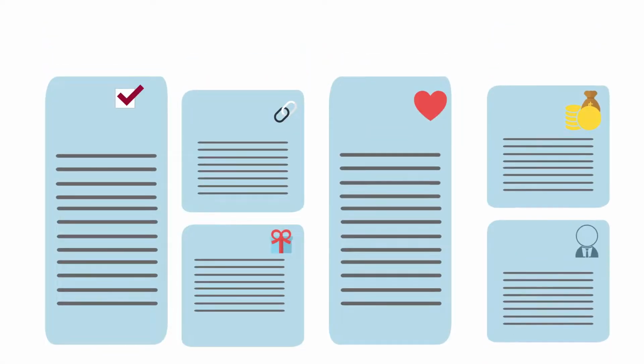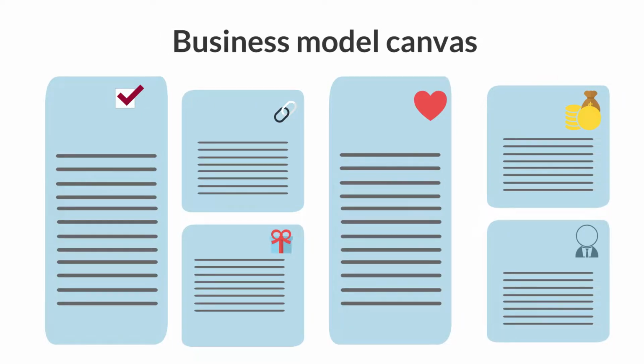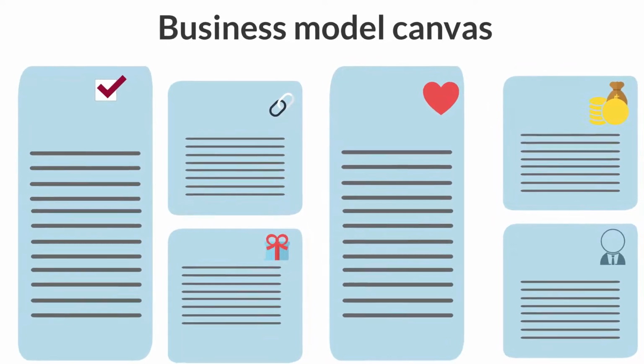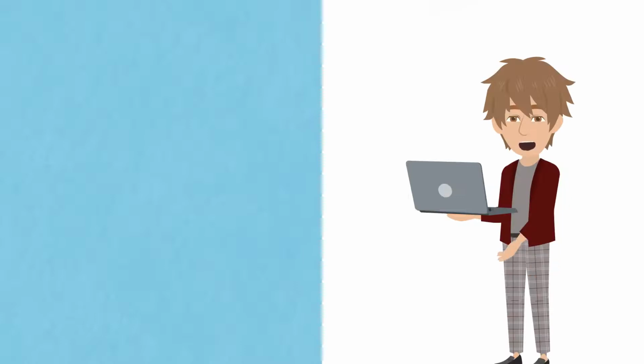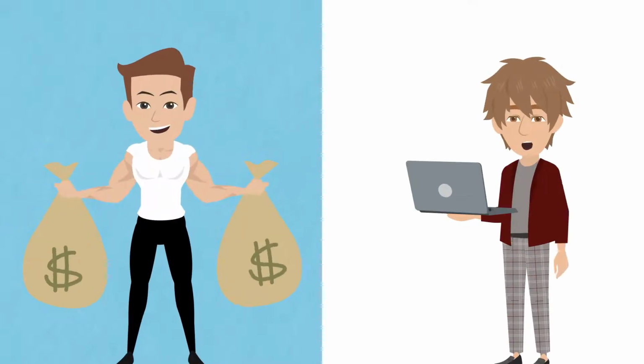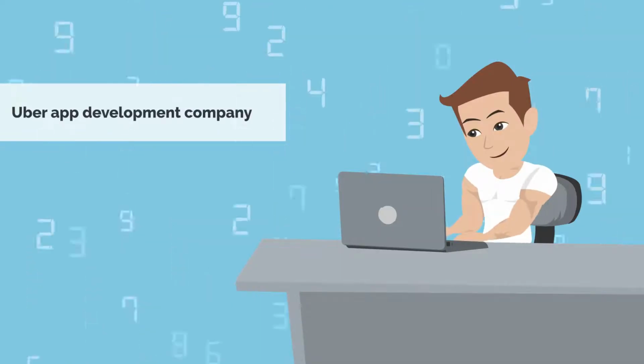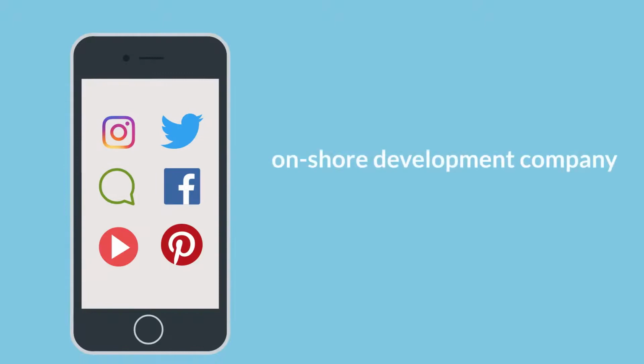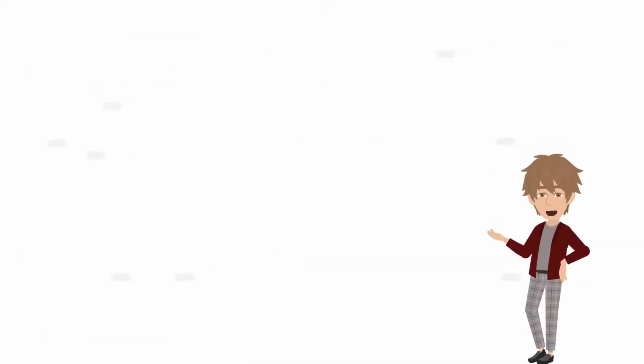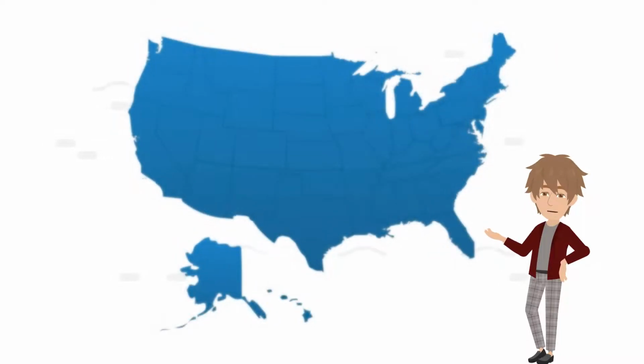After you've collected all the data and identified who you'll build an app for and what app you want to build, you can create a business model canvas to have structured data about your business model, customers you serve, what value propositions you offer, and how your company will make money. When you have all the business inputs, you can move on to the next step: finding an Uber app development company. You can either outsource app development to an onshore or to an offshore development company. The second approach allows you to get the best developers at the most favorable cost.